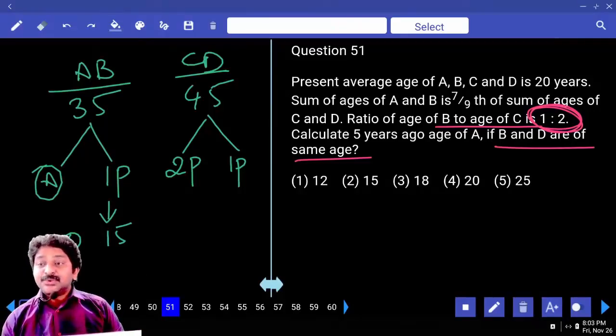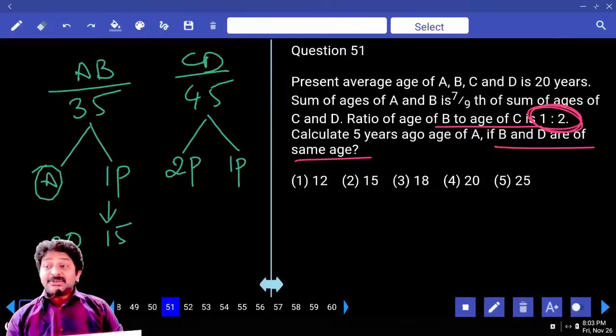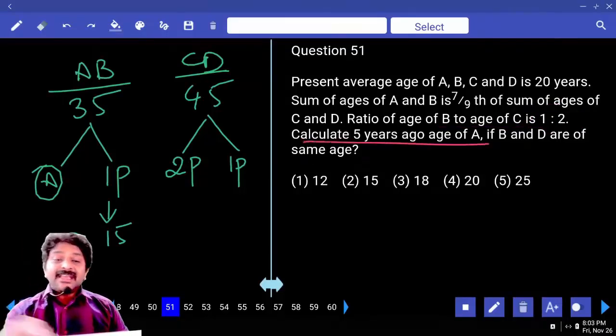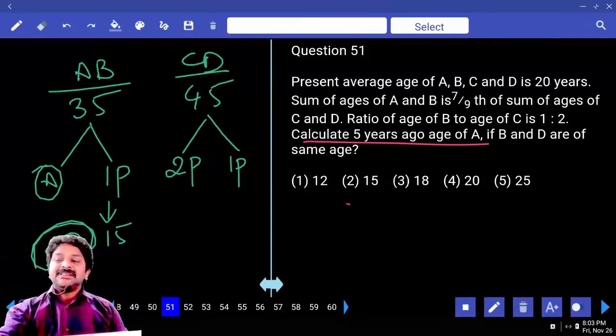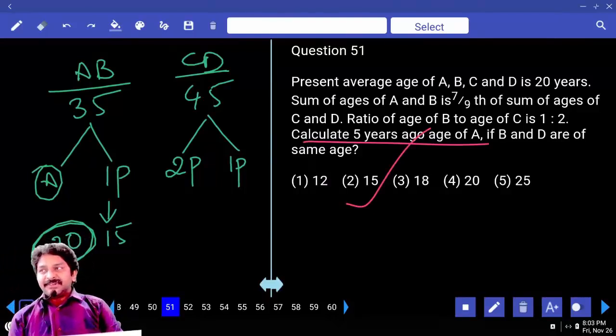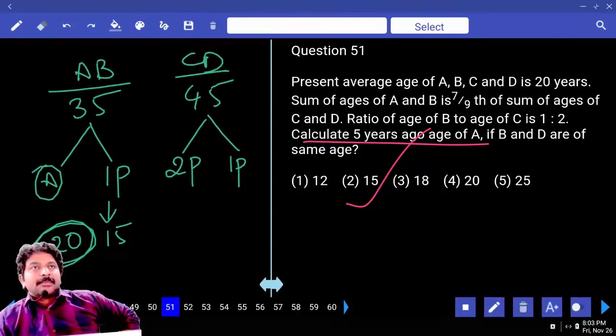And you are asked to calculate whose age? A's age. But when? 5 years ago. The present age of A is 20. 5 years back it was 20 minus 5. This is 15. Are you done?